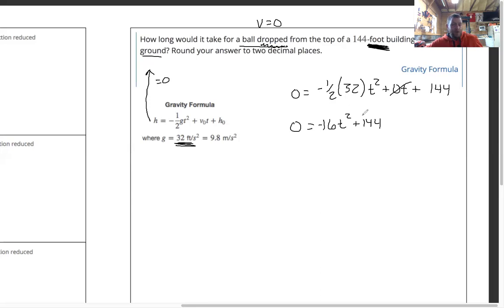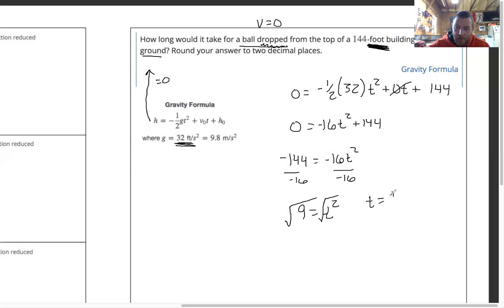Now notice there's no t term, so I could use the square root method to solve this. All I have to do is move over the 144. So -144 is equal to -16t squared. I can divide by -16 then. 144 divided by 16 is 9. So now 9 is equal to t squared, and all I have to do is square root. Remember, when I square root that, it has to be plus or minus. So t is equal to plus or minus the square root of 9, and the square root of 9 is 3.